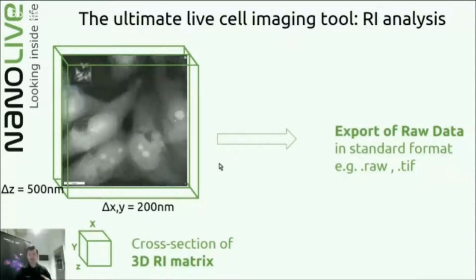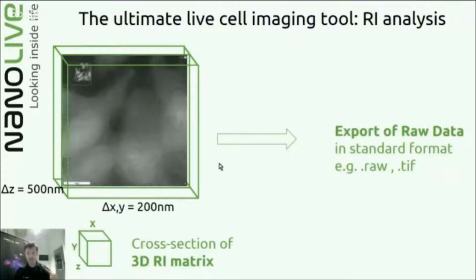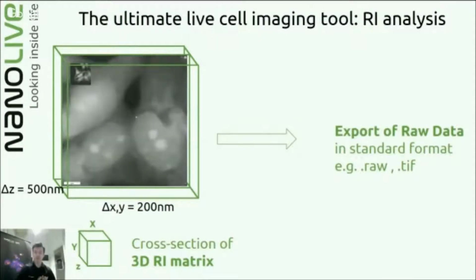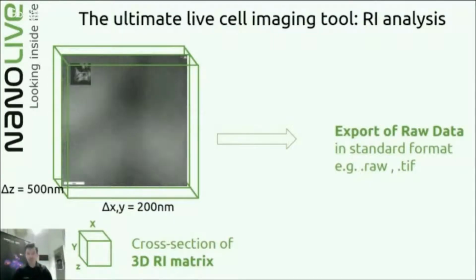Since this is a Z stack, the only difference from the normal type of images is that normal images are based on intensity of light. We are based on intensity of refractive index.